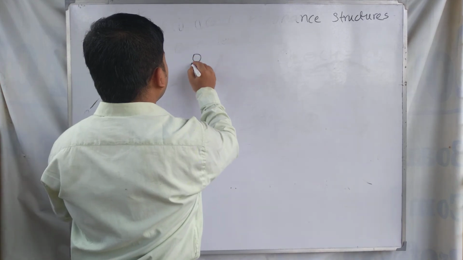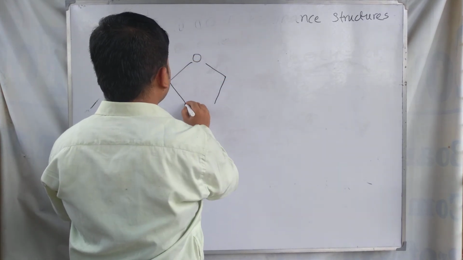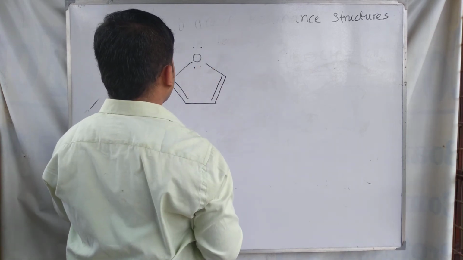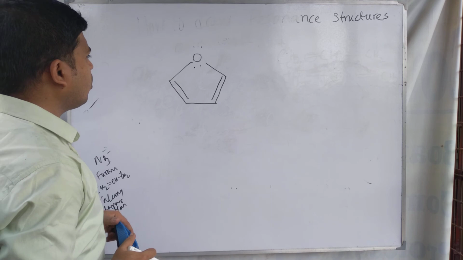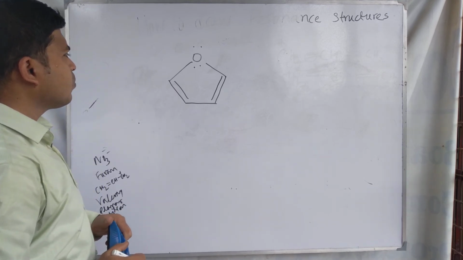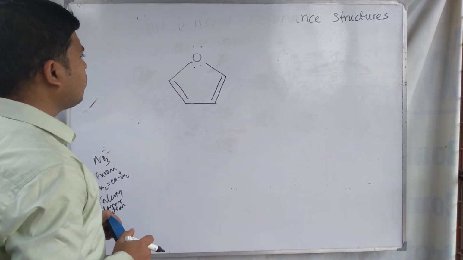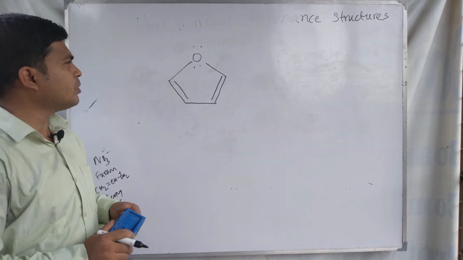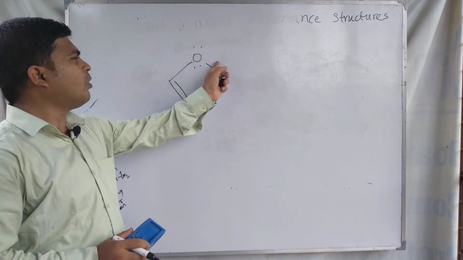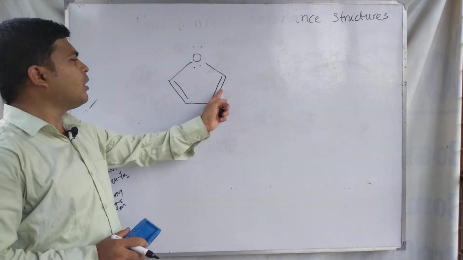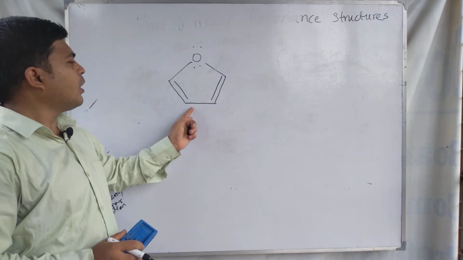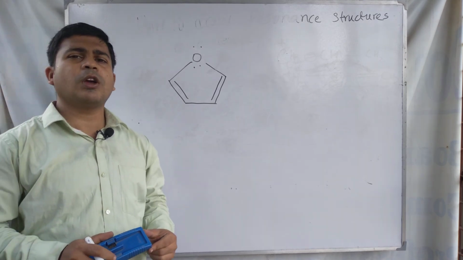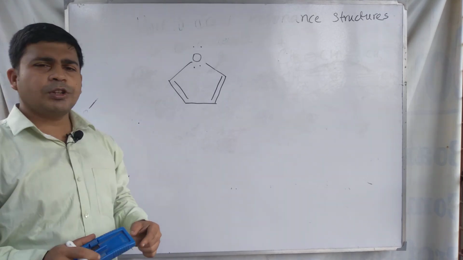Now you can draw the resonance structures of this molecule also. For this molecule you can also draw resonance structures. Furan, this is called furan molecule. For this molecule you also can draw resonance structures, because this lone pair of electron forming a double bond here, this one is becoming negative charge, again this one is forming negative charge. For this molecule furan you can also draw the resonance structures.